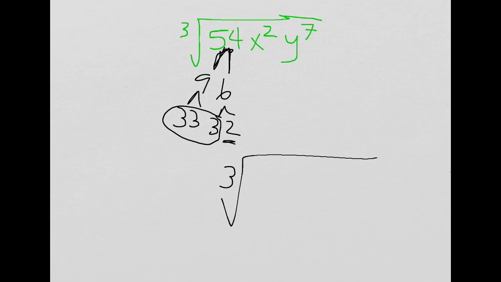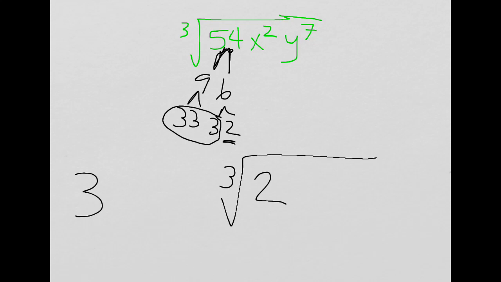I have a 2 left over. One group of 3. I have one set of 3 here. That means I'm only going to have one 3 on the outside of the radical, and then a 2 on the inside. Right. Then I've got to do the letters. I've got to divide each of these exponents by 3 instead.